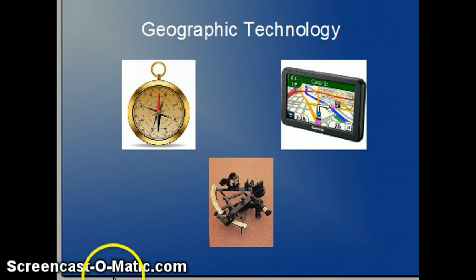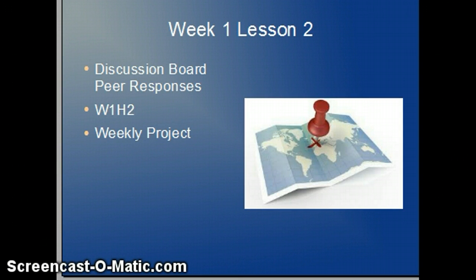So let's take a look at how we're going to finish week 1 in lesson 2. Within week 1, lesson 1, you were assigned the discussion board. At this point, you need to make sure you've responded to your peers, as well as your instructor. You need to complete week 1 homework assignment 2, and you need to take a look at your weekly project. This project is going to be due on Friday by no later than 9 p.m. When completing your weekly project, you need to make sure that you are looking at the rubric so you address each part of the project.